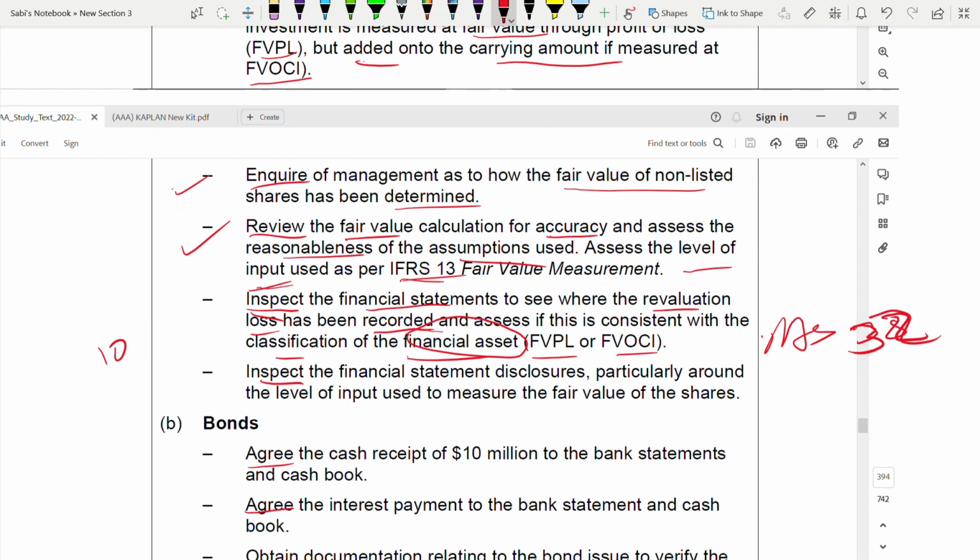It has to be consistent, okay? Remember, if you have classified a financial asset as through profit and loss, the gain and loss also will go through profit and loss. If you have recognized it as other comprehensive income, the gain and loss also will go through OCI. So it has to be consistent. To check that consistency, you have to inspect the financial statement to see whether the revaluation gain and loss are recorded. You see?